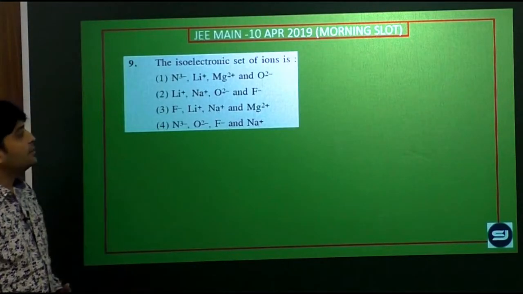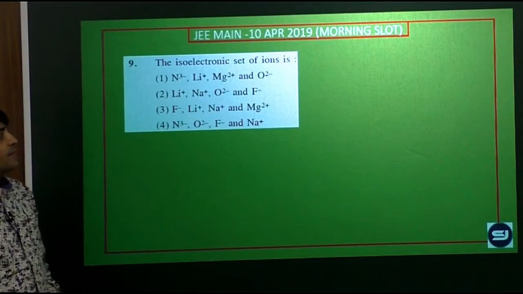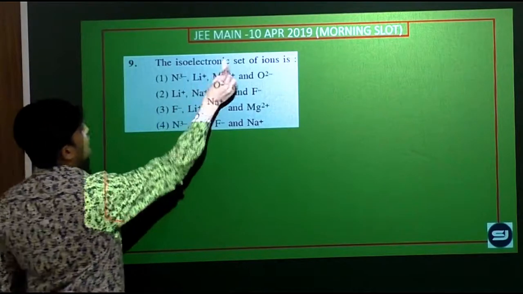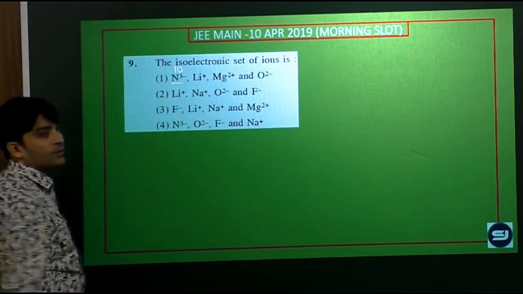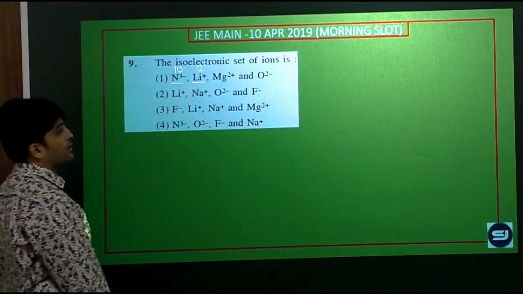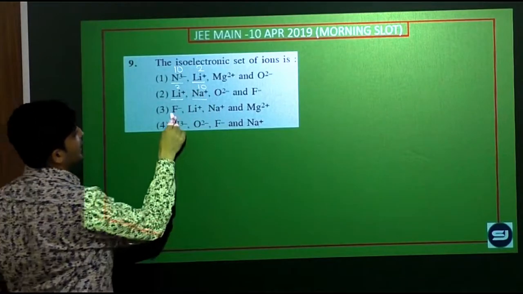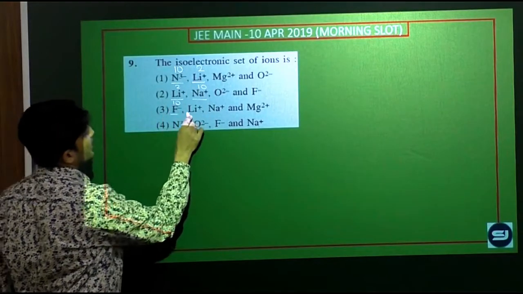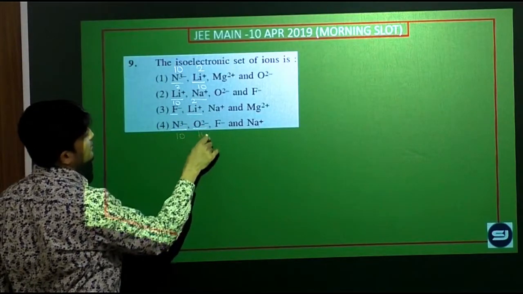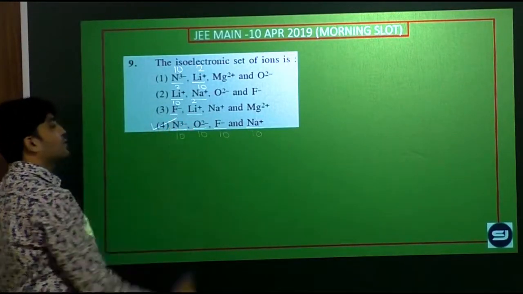Next is from periodic table, a fairly easy question. The isoelectronic set of ions is, isoelectronic are those species which have the same number of electrons. N3- has 10 electrons, 7 plus 3. Li+ would have 2 electrons, not isoelectronic. Li+ 2, Na+ 10, again not matching. F- 9 plus 1, 10. Li+ 2, not matching. N3- 10, O2- 10, F- 10, Na+ again 10. Simply the 4th is the option.